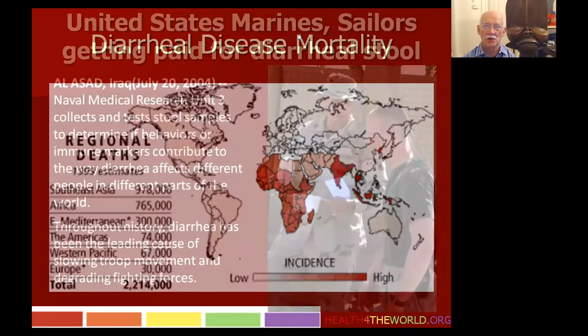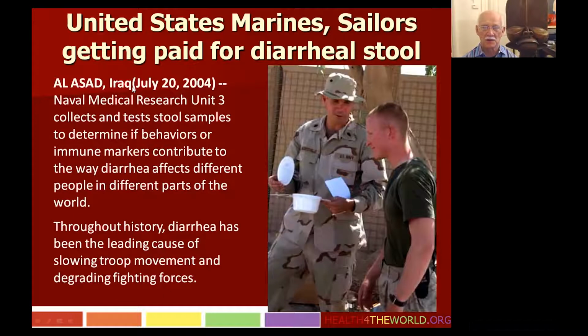This shows United States Marines getting paid to bring in samples of their stool for analysis in Iraq back in 2004. The Naval Medical Research Division has been collecting and testing stool samples to determine if the behaviors of the bacteria encountered in Southwest Asia and Afghanistan are different, and how those bacteria affect people in different parts of the world. This is important because throughout history, diarrhea has been one of the leading causes of slowing troop movements and degrading fighting forces. So they say that it's very hard to be working, traveling, or doing anything else if you have your pants down because you have diarrhea.